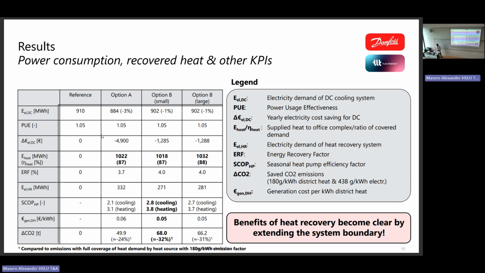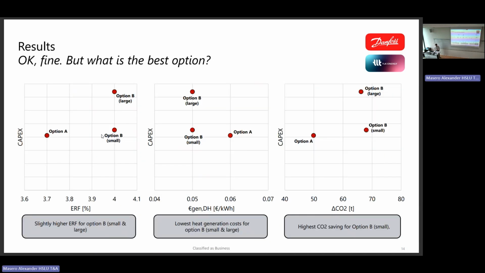So I think we could say it makes sense to use heat recovery, right? Maybe not on the data center side or on the very front page of it, but if you look deeper into it, it's a good thing. We still have the question open: what is our best option?